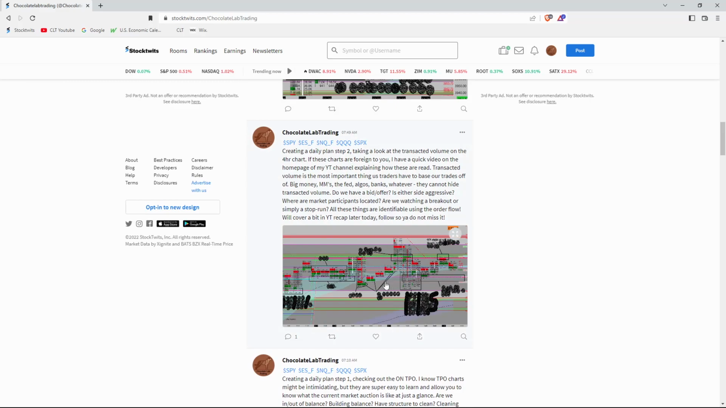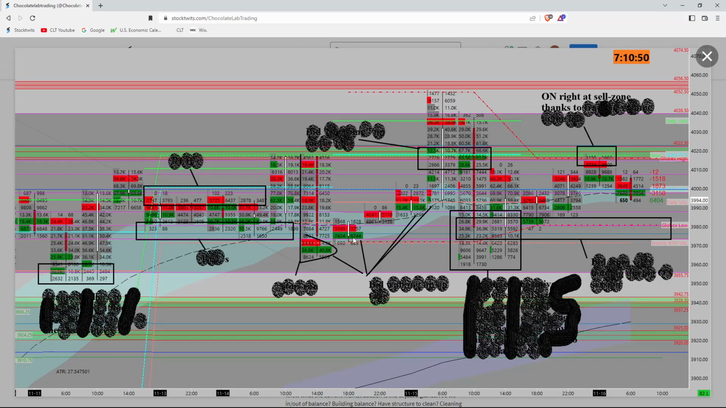From there, I go to my 4-hour chart. This is called a footprint chart. If you're unfamiliar with this, footprint charts are highly customizable. But as far as mine go, I have pinned to the home of the channel here on YouTube a quick video explaining how I have mine configured and how you read my specific charts. Essentially, we're looking at transacted volume, though, right? These green nodes are buying imbalances, the red are selling. And every morning through the Discord server, I will post a super annotated picture, as you see here, of what I'm interpreting through the order flow, or reading the order flow.